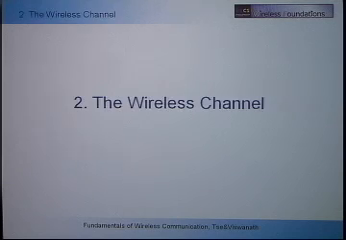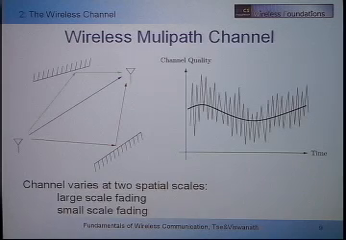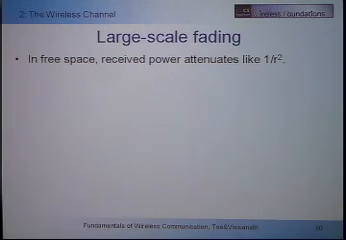All right, so let's talk about the wireless channel. The most striking feature about the wireless channel is the variation, okay? The channel strength typically varies over time. And if you look at the wireless channel, typically you will find variation of the channel strength at two different spatial scales as the receiver moves, okay? On a large scale and on a small scale. So let me say a few words about the large scale fading.